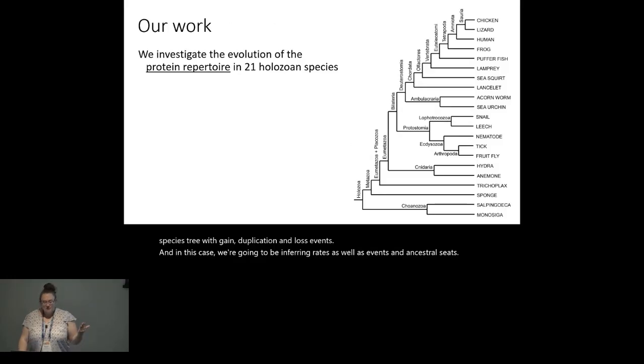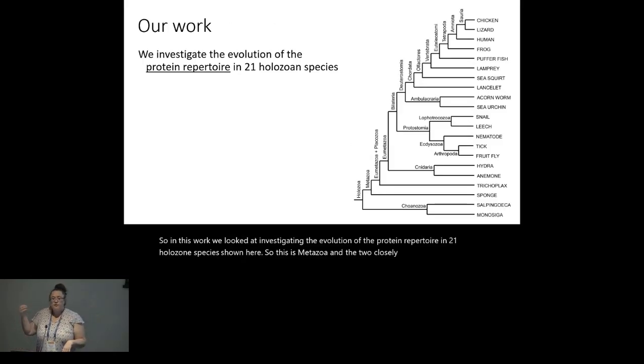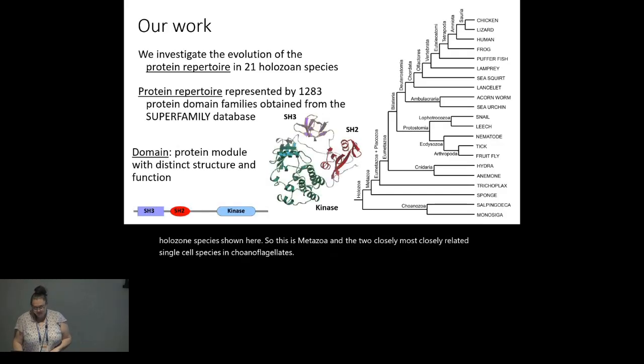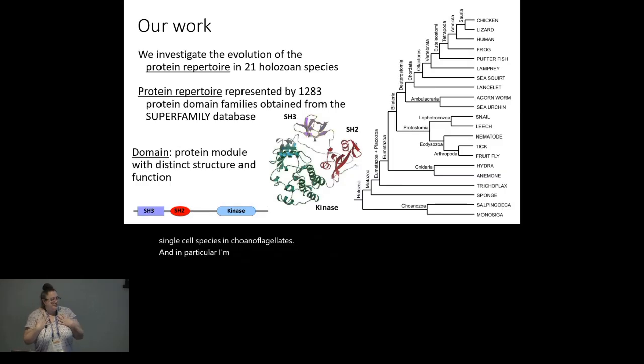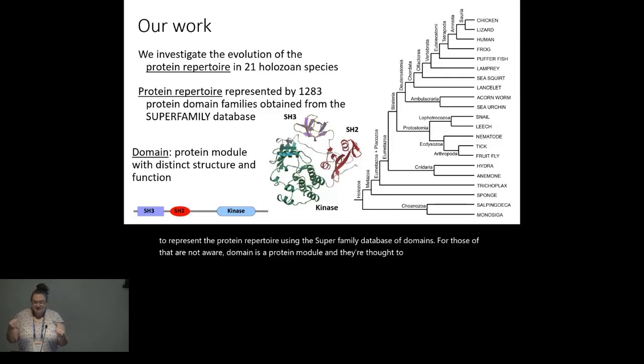So in this work, we looked at investigating the evolution of the protein repertoire in 21 holozoan species shown here. So this is Metazoa and the two most closely related single cell species in choanoflagellates. In particular, I'm interested in domains and domain family evolution. And so we're going to represent the protein repertoire using the SUPERFAMILY database of domains. For those that are not aware, a domain is a protein module, and they're thought to have distinct structure and function.